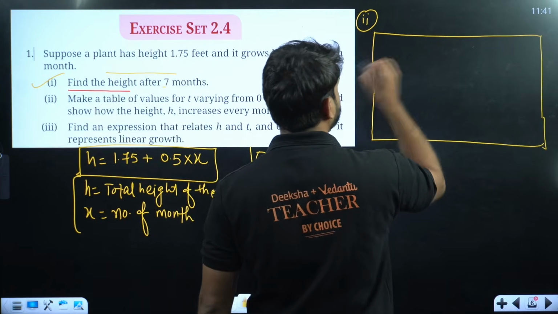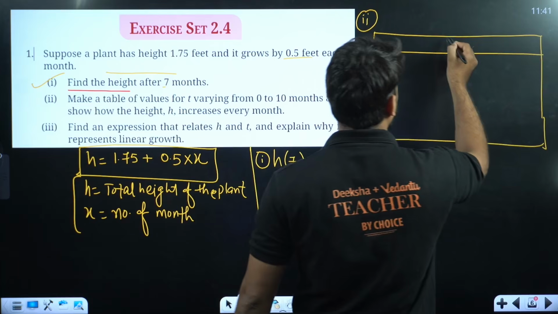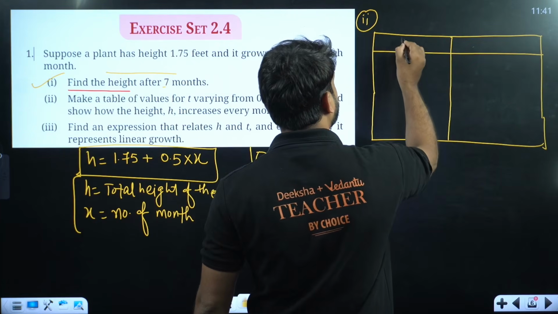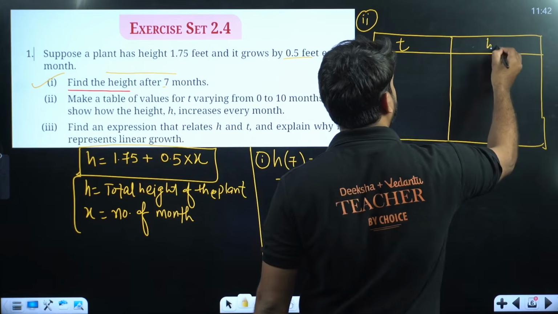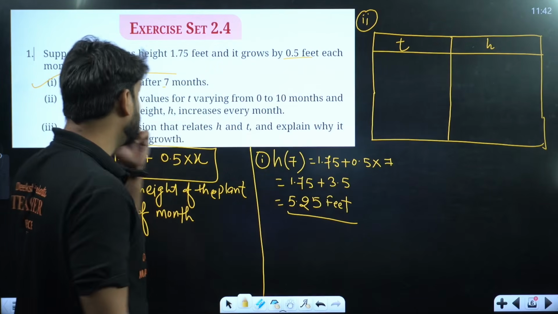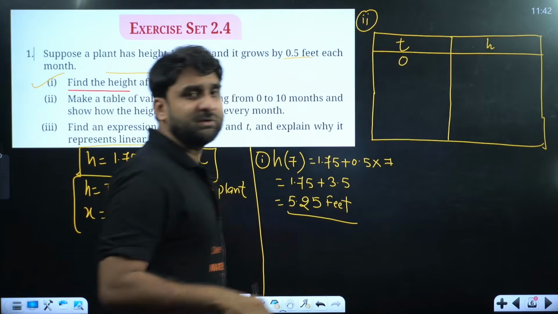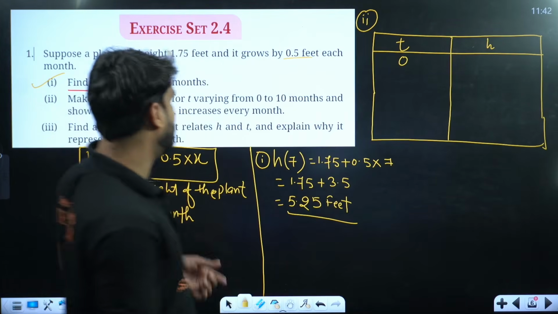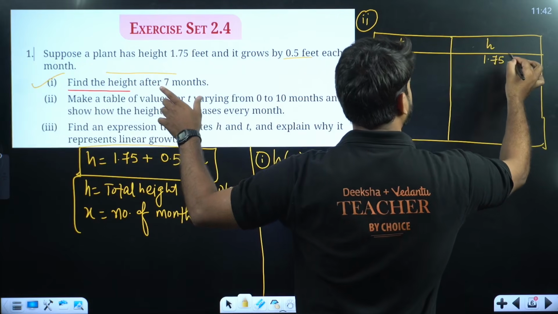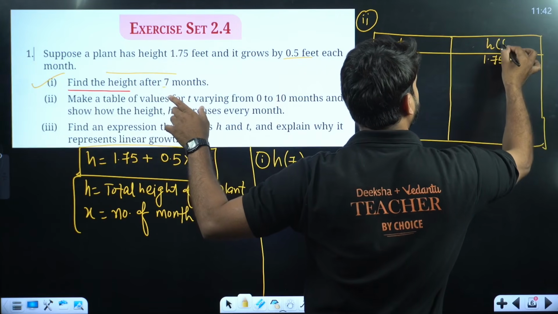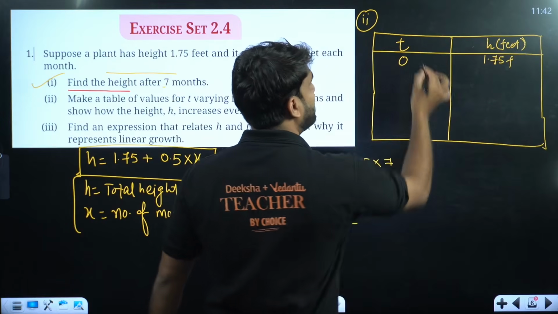Okay, this is the table. Here I'm writing t for the month, and here I'm writing h for the height. If we put 0 months, which means initially, the height will be 1.75 feet. Let's write feet here as well, so we don't need to write feet again and again. We have already mentioned it here. And t is month.